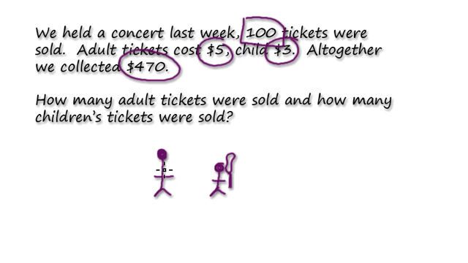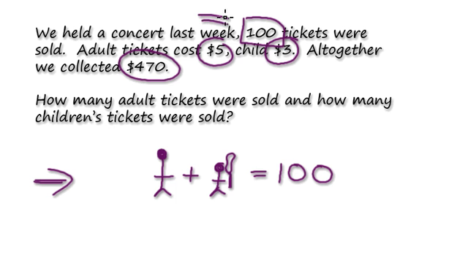Now the number of adults plus the number of children would be 100. So this is really one equation, because the number of adults plus the number of children must be 100, because altogether we've sold 100 tickets. So this in itself is an equation.